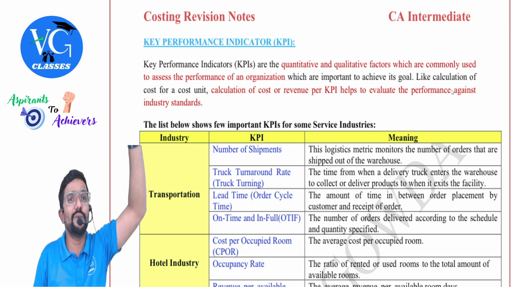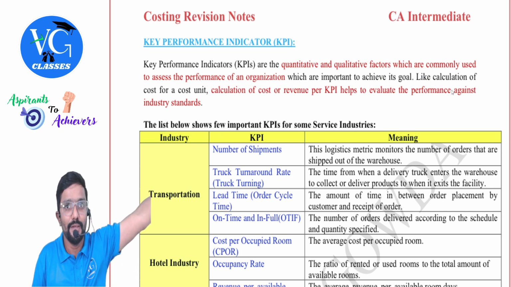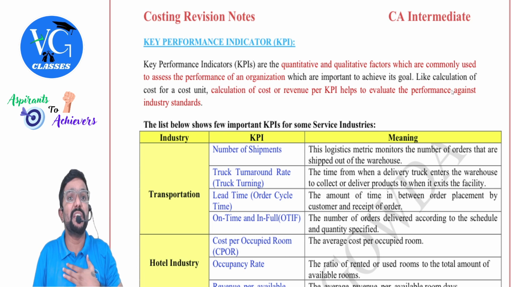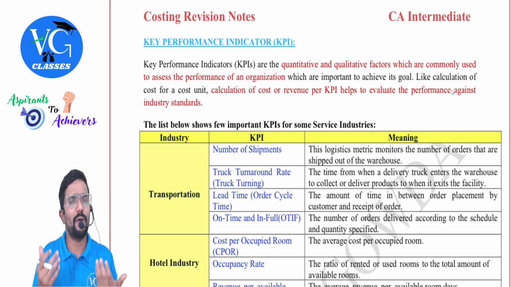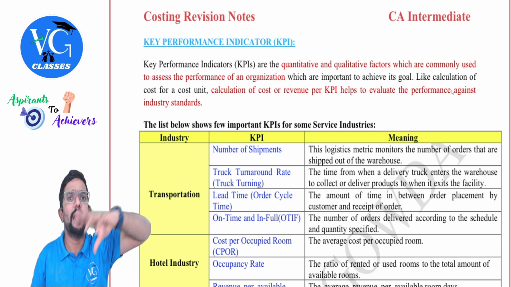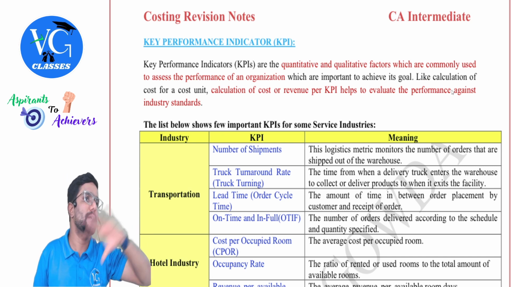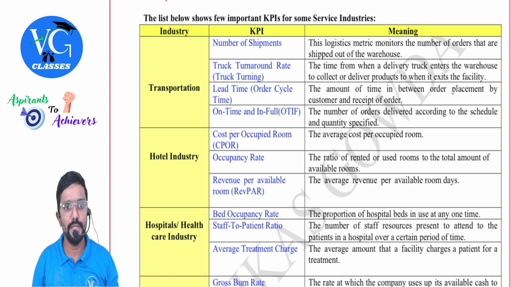Here, like in FM and all, you would have seen, sir, what is the PE of my company when compared to industry PE? Comparing this, I can tell whether my company shares are overvalued or undervalued. Same way here, whatever KPI we have computed for my company, I will compare it with industry standard and tell whether I am performing better or not when compared to others in the industry. So one by one we will see.